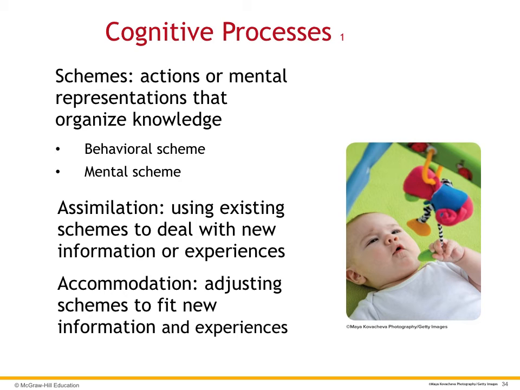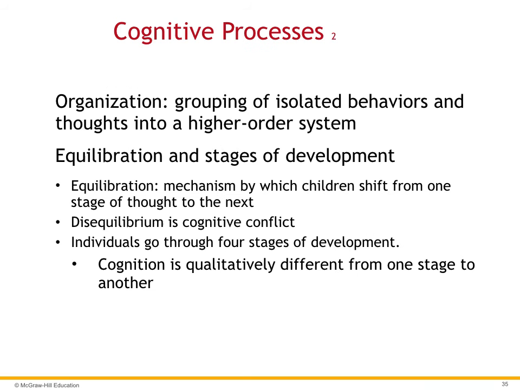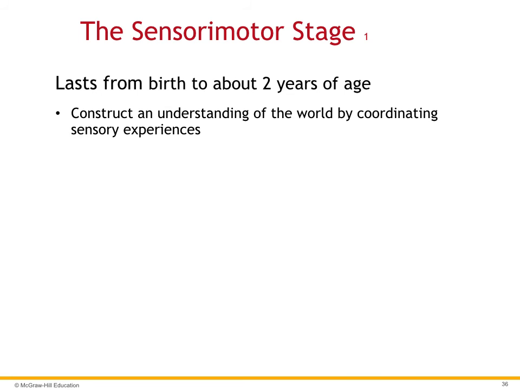Individuals go through 4 stages of development, says Piaget, and cognition is qualitatively different from one stage to another. Again, think about how this information would be useful in your future classroom. I think I talked that whole entire slide.